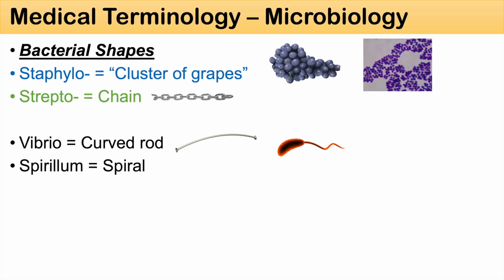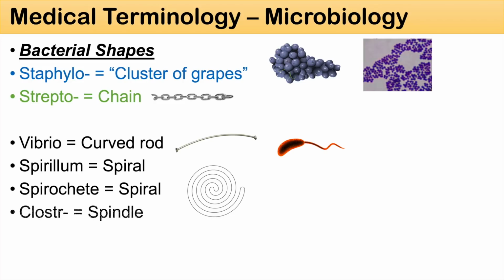Other ones include spirillum and spirochete. These are both related to their structure being spiral shaped. And another one is claustri, which means spindle. So you can think of Clostridium difficile.